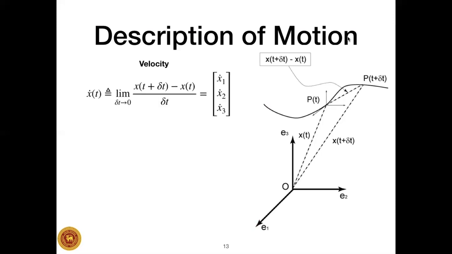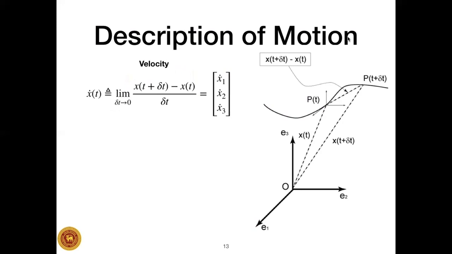If you take the difference between the two and divide by delta t and take the limit as delta t goes to 0, you get another 3 new numbers. In calculus, that is just the element by element differentiation of x of t as a function of t. So x1 dot, x2 dot and x3 dot. Here the dot means the derivative with respect to time t.